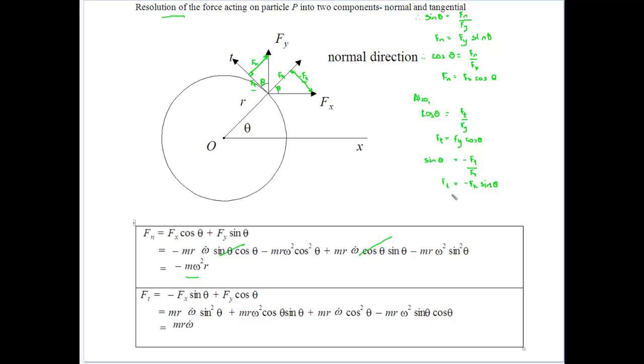So these two are summed because they're both acting for the forces in t. And again, we multiply them out and collect our terms. And again, we get these ones going to cancel, and we can collect these terms out the front and get sine squared theta plus cos squared theta, which gives m times r times omega dot, or the acceleration there.